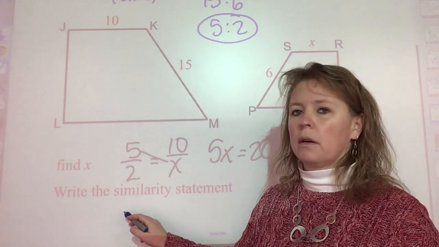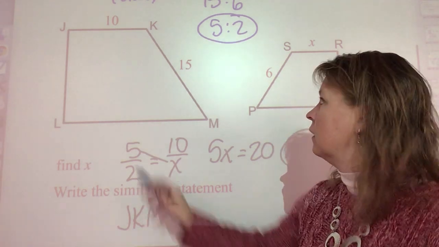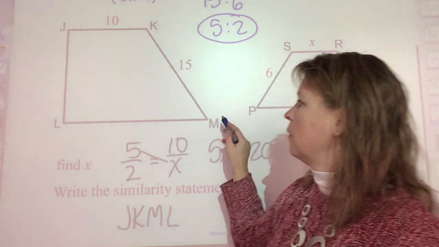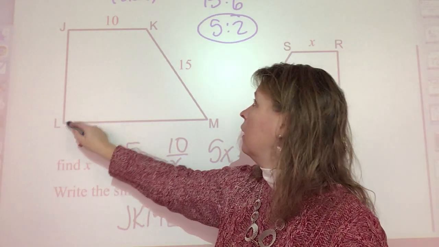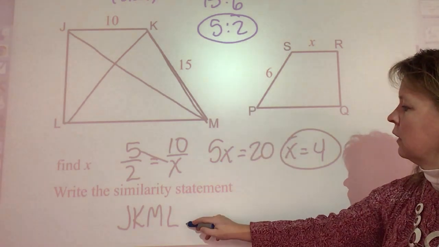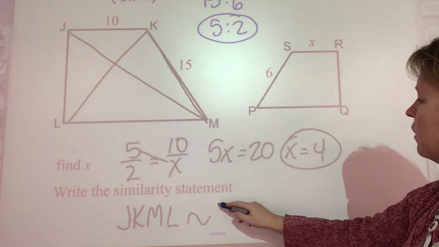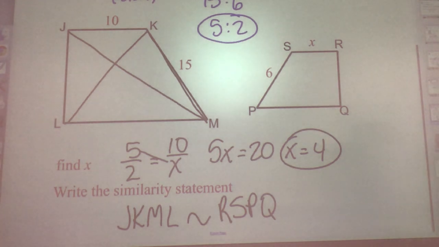Write the similarity statement very, very carefully. We've practiced these with congruent statements on triangles. I'm going to go JKML. You could have gone JLMK. You could have picked M and went MLJK or MK. As long as you go in order, you can't pick L and then go to K and then down to M and then over to J. It has to go all around in order. So JKML is similar to, and then make sure this one goes in order, R, S, P, Q. The J and R have to match the K and S, the M and P, the L and Q.